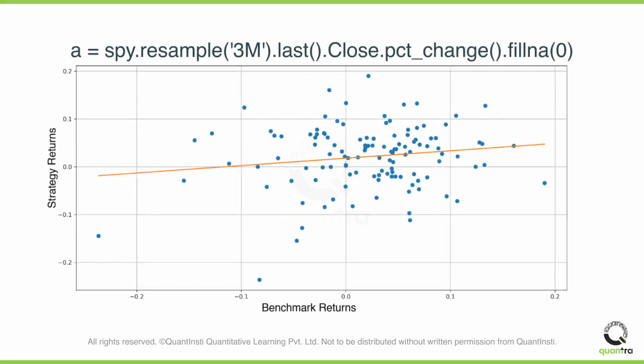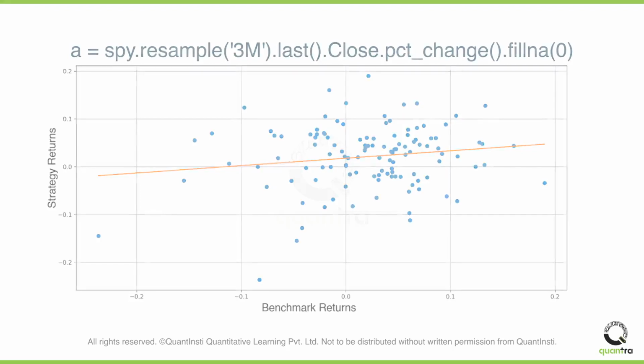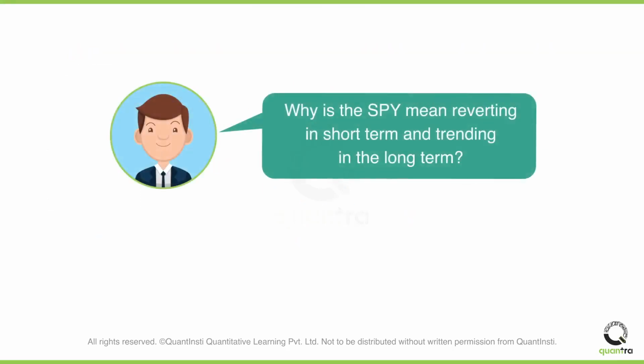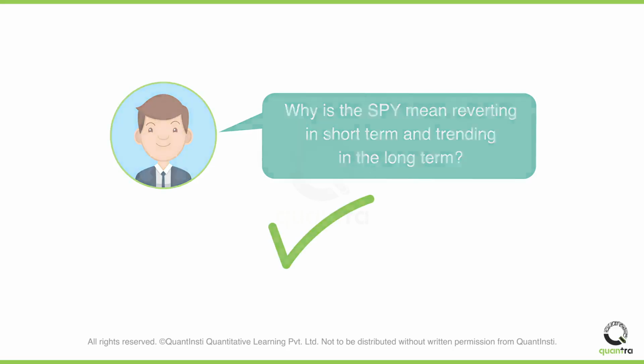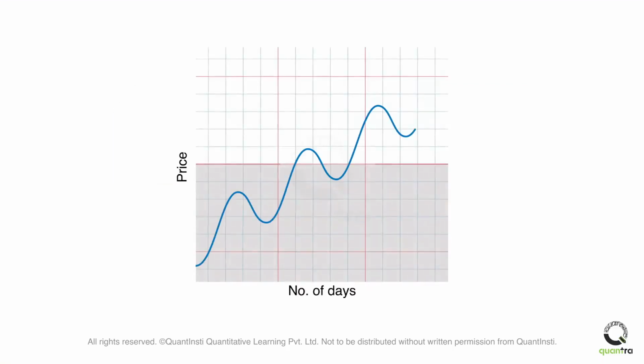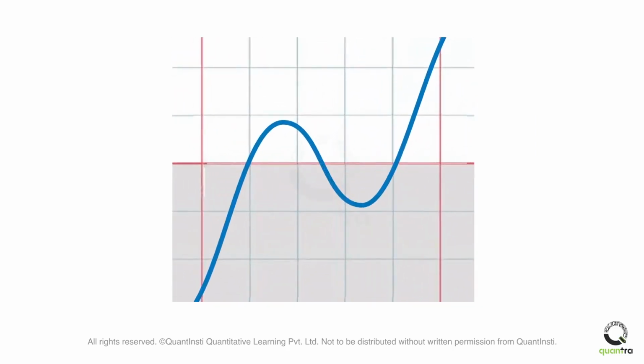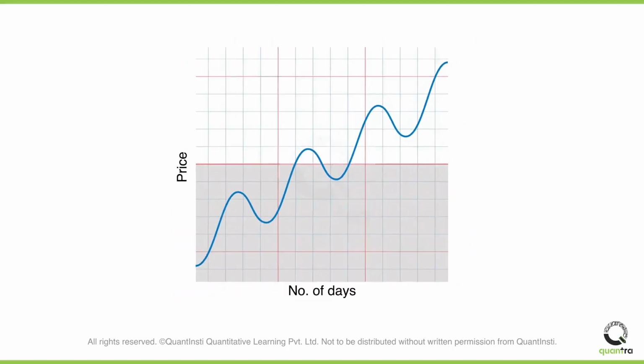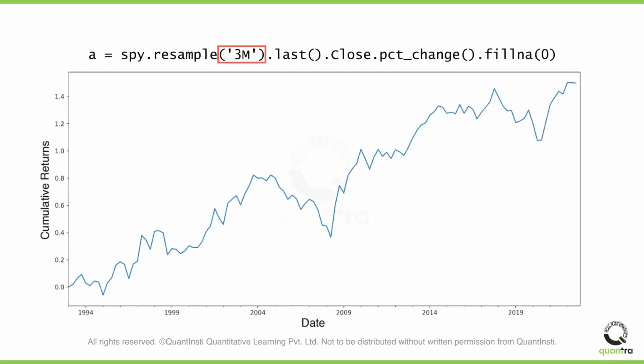Now let's resample the data to a 3-month resolution, and repeat the process. You may wonder, why is the SPY mean reverting in the short term, and trending in the long run? Is that even possible? In short, it sure is. Think of a sine wave which slowly rises over many periods. Looking closely, all we see is a sine wave, but from further away we see a rising line. It is all a matter of perspective. Let's now run a backtest with the 3 months resampling.